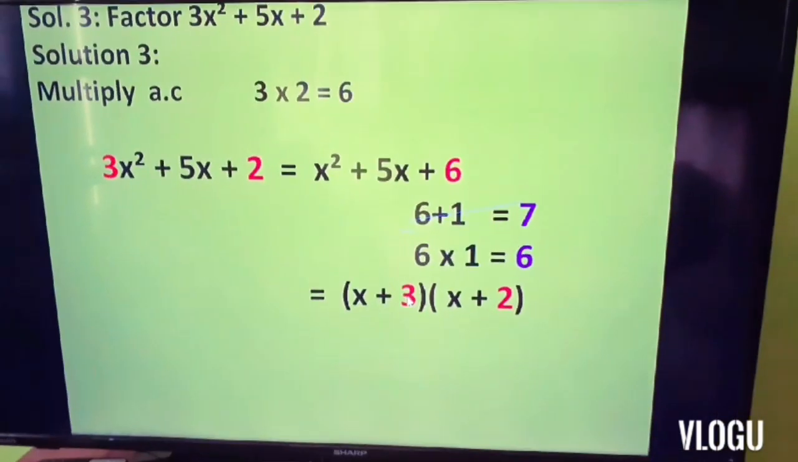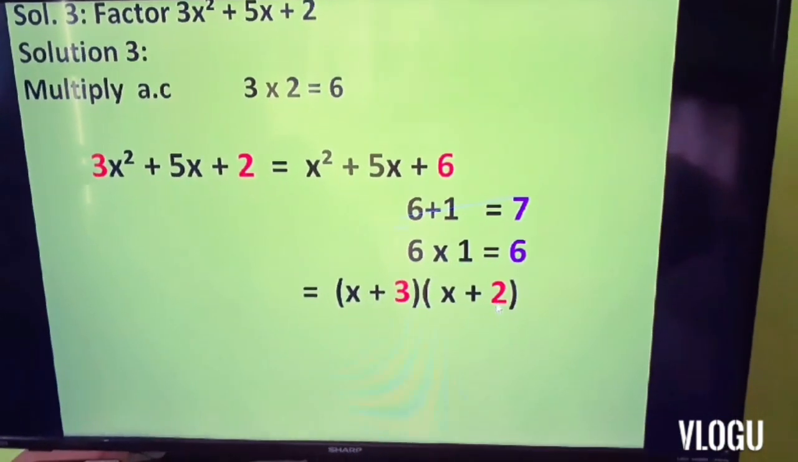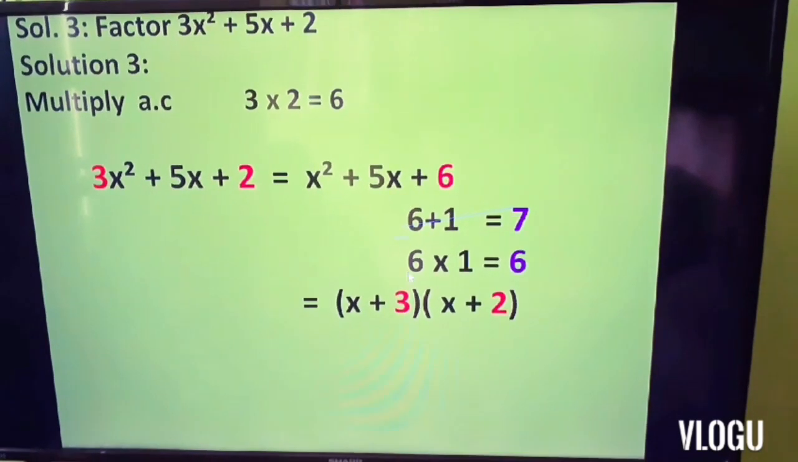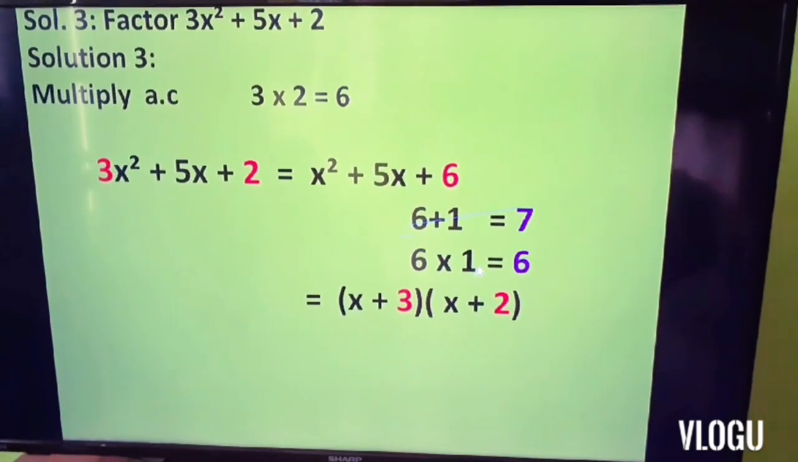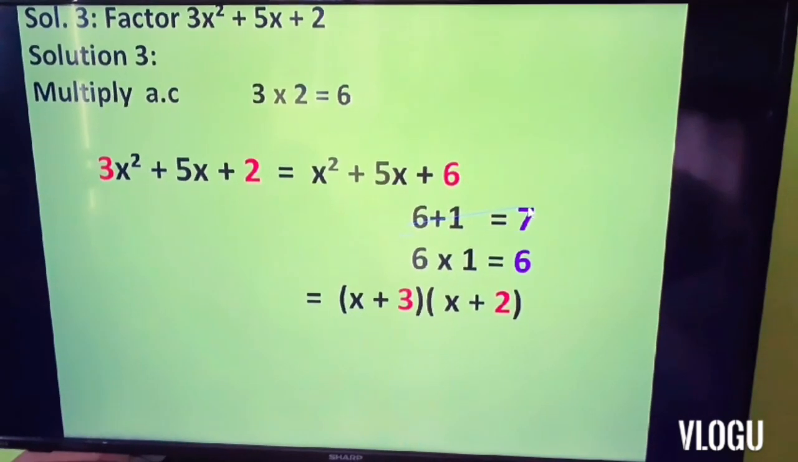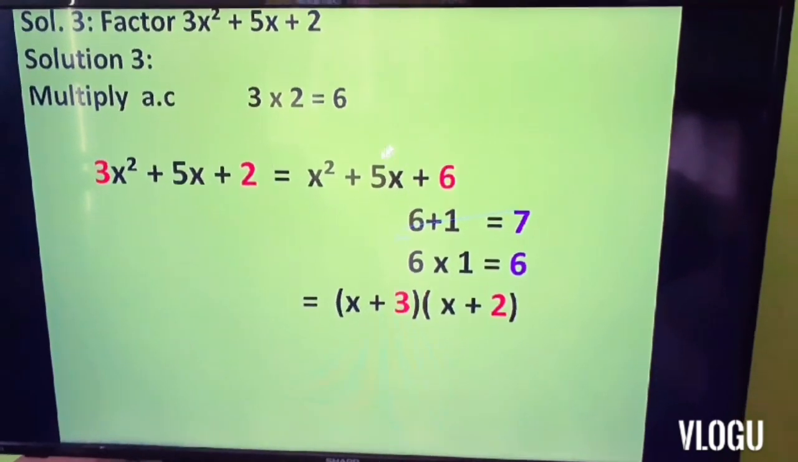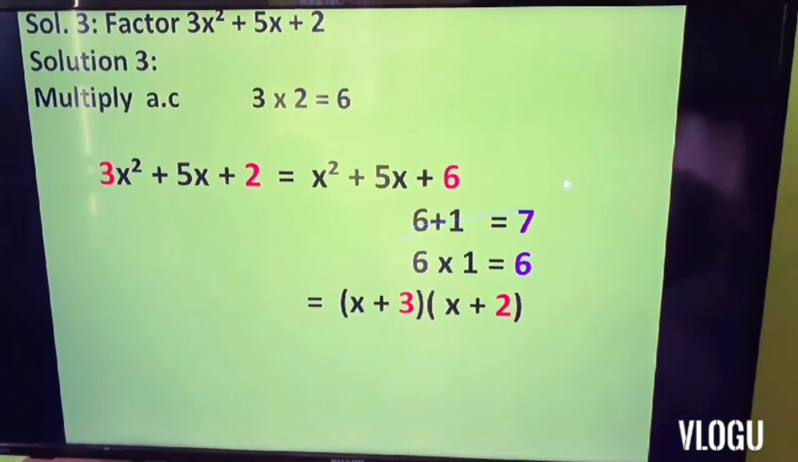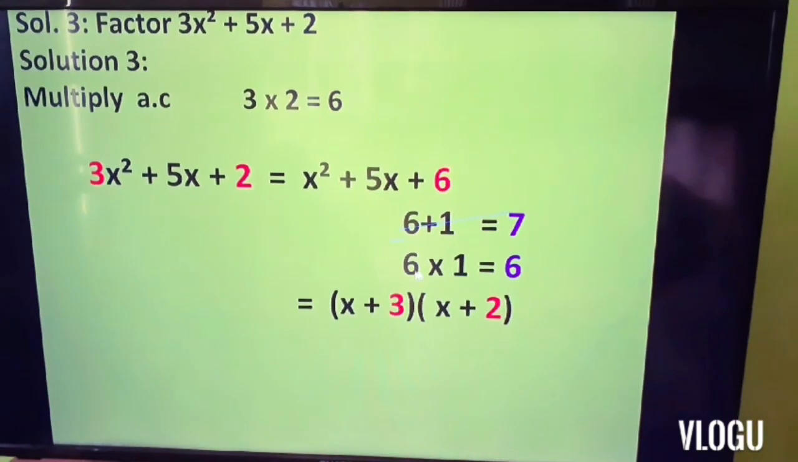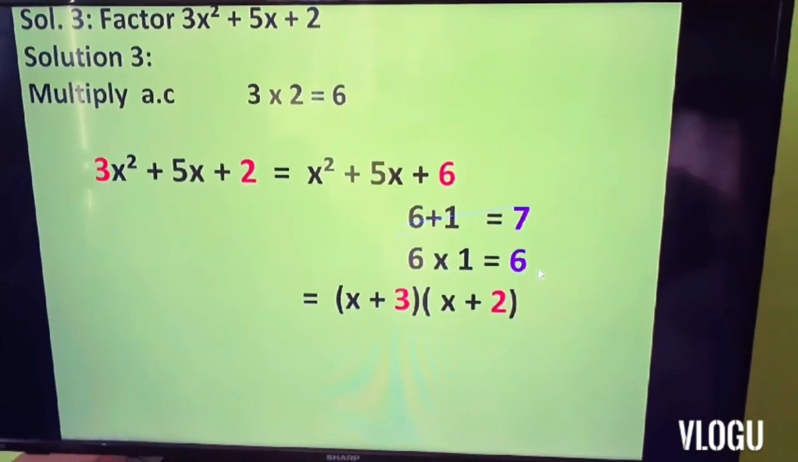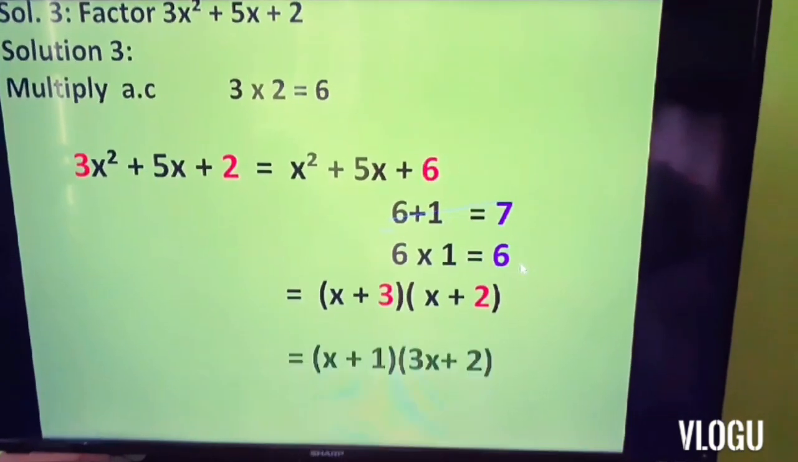Ang pagkakaiba nila kasi when we add 3 plus 2, that is equal to 5. Kaya lang, pag inadd natin yung 6 plus 1, that is equal to 7. And therefore, hindi pwede kasi ang middle term natin, 5, not 7. Kaya yun yung dahilan kung bakit hindi po yung 6 times 1 ang gagamitin natin for factorization.